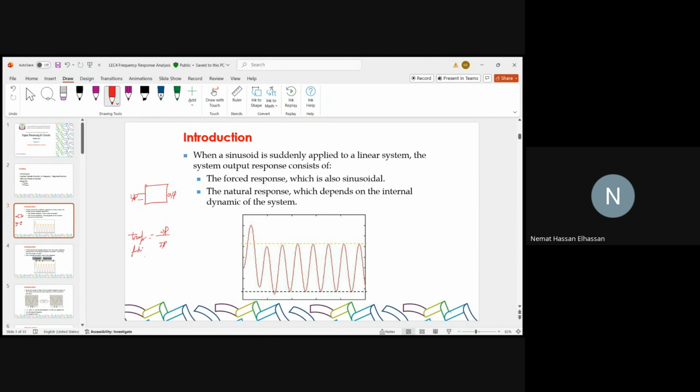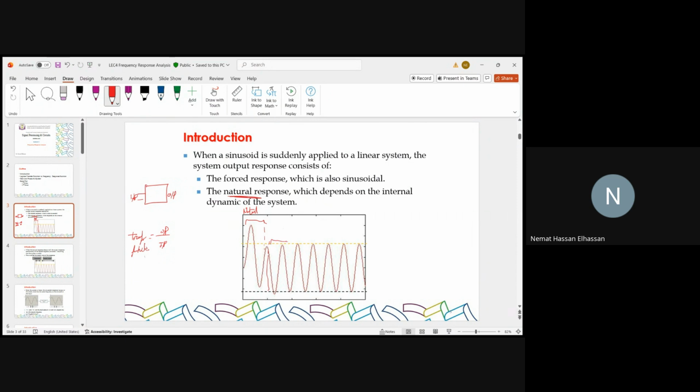If we plot this transfer function, we end up with two different types of responses. Initially, at the beginning of the output appearing, we get what we call the natural response. The natural response depends on the internal dynamics of the system: the way the circuit is structured, the type of components, and the values of these components.